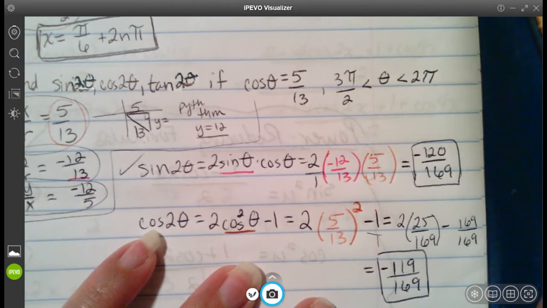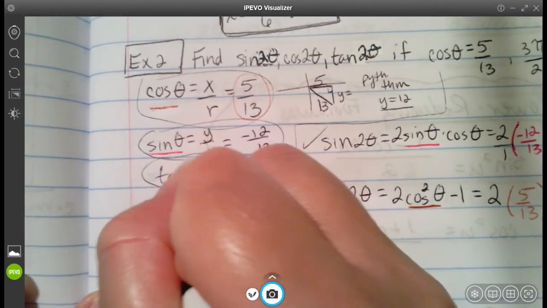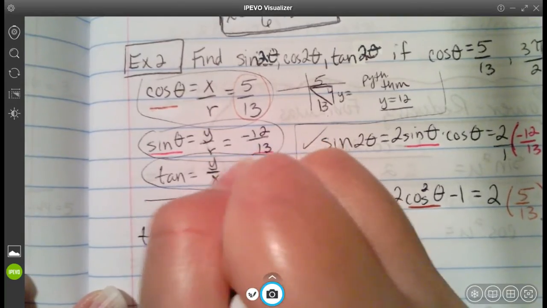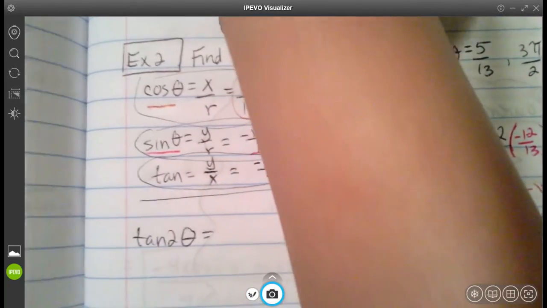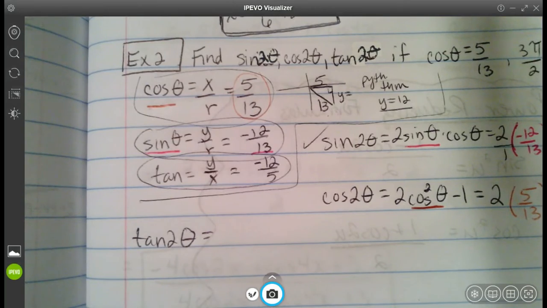And that's it for that one, okay? Last but not least, we have tangent of 2 theta. I'm going to put that one right here, tangent of 2 theta. So now we're looking at the tangent one, which has a fraction, okay? But the good news is that it also has an alternate form.